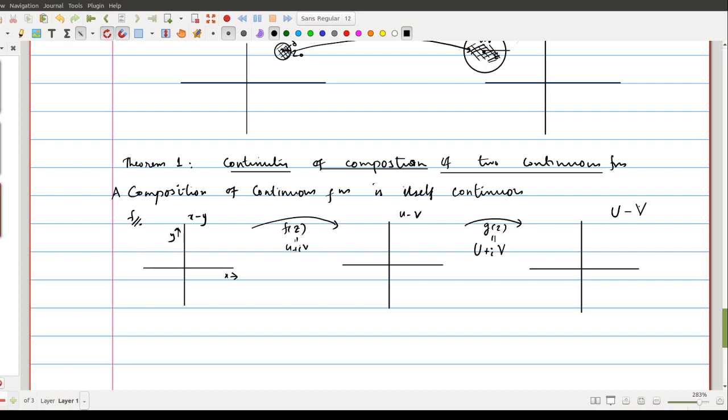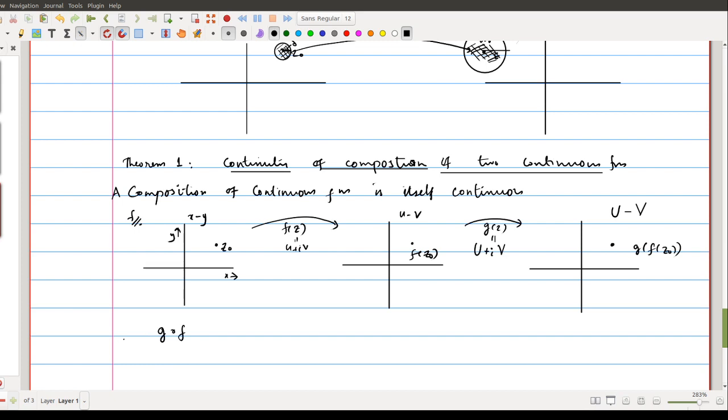Okay, if this is the case, if you fix a point z0 here, we can get an image of this z0 at this point. Say f of z0, and corresponding to this f of z0, you will get a point g of f of z0 in the capital UV plane, because if you apply g on f of z0, you will get another point in the capital UV plane.